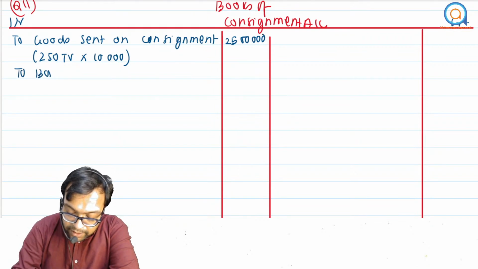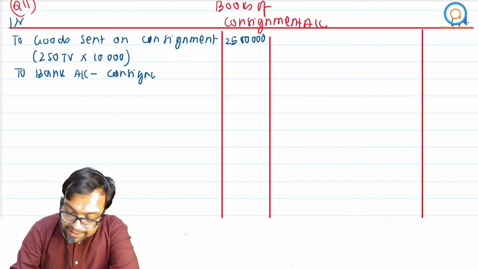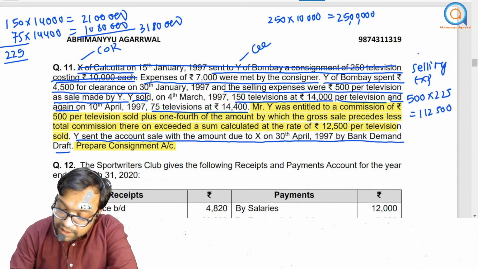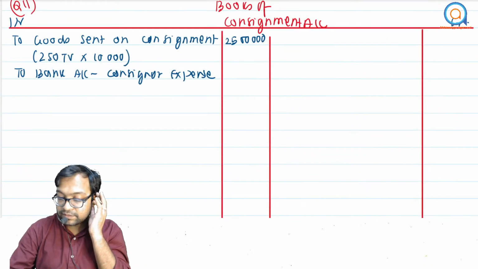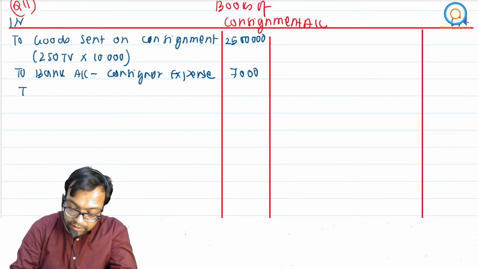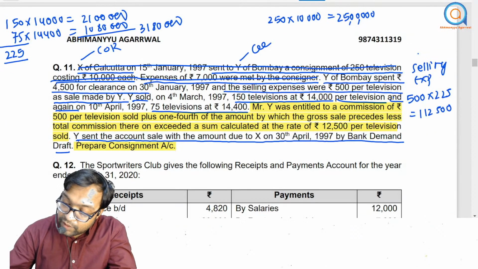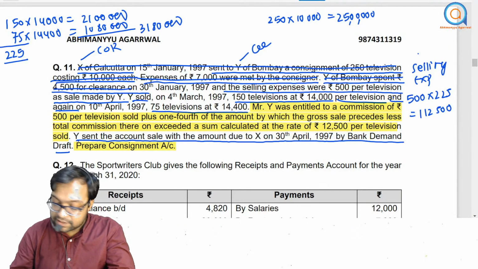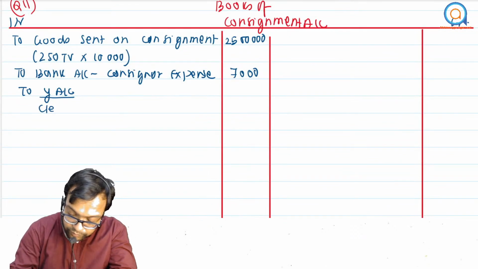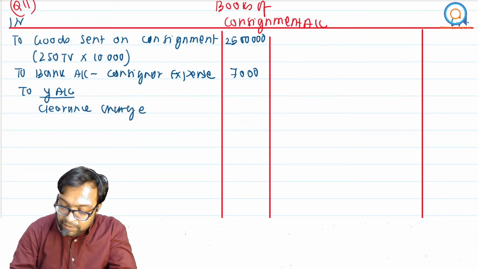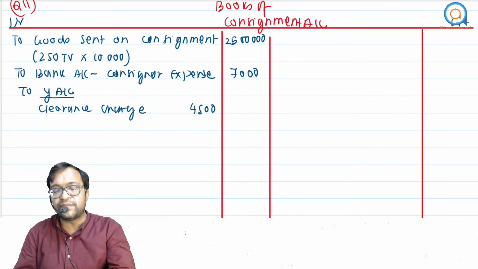Then we should write to bank. Give a hyphen and write consignor expense. 250 televisions, 10,000. 7,000 is consignor expense. Then to consignee, that is Y, we will write consignee expense. Y of Bombay spent 4,500 for clearance. So clearance charge 4,500. But remember, this is a non-recurring expense. It will come in stock valuation.